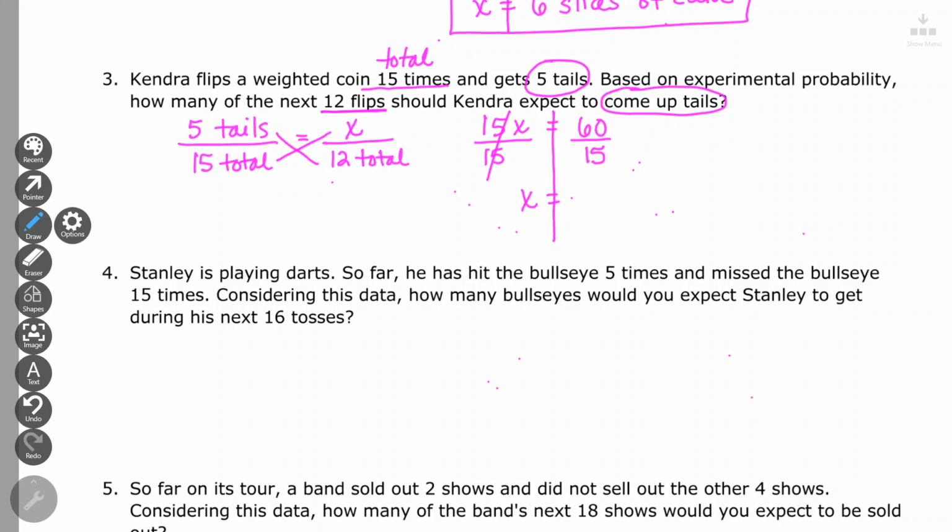And 60 divided by 15 is 4. So 4 would be tails. 4 would be tails if she flipped the coin 12 more times. Let's look at number 4.